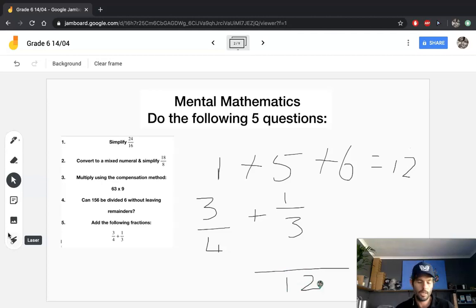4 goes into 12 3 times, so I must multiply the numerator by 3 and I get 9. 3 from 1/3 goes into 12 4 times, so I must multiply the numerator by 4, and 1 times 4 is 4. Okay, and that leaves me with 13 over 12. Had they asked you to convert that into a mixed numeral, your answer would have been 1 and 1/12, but there's no problem with leaving it as an improper fraction.